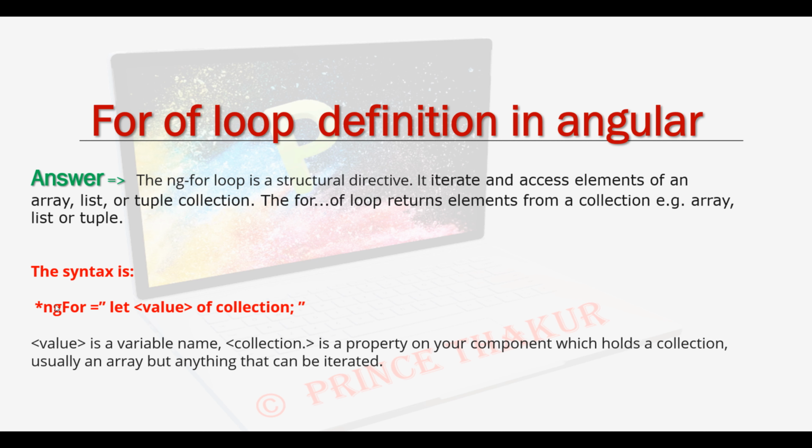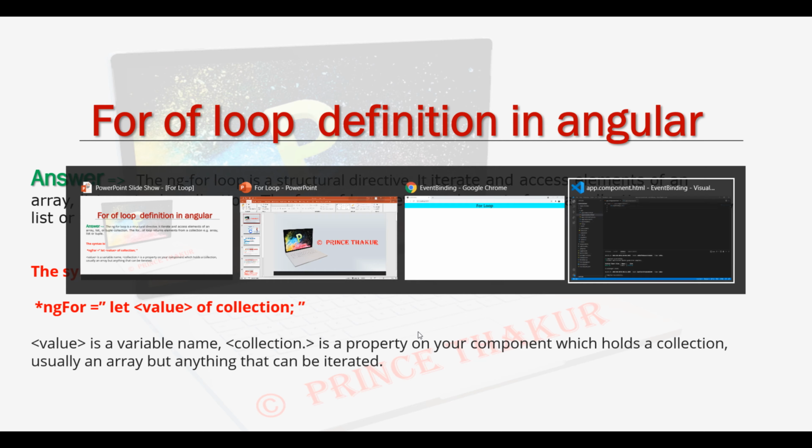This is the syntax of a for of loop, and this kind of syntax comes under the shorthand form of the for loop. Here let is a keyword and value is a variable name, and of is the type of the for of loop, and collection is a property on your component which holds a collection, usually an array but anything that can be iterated. Let's check an example for this one.